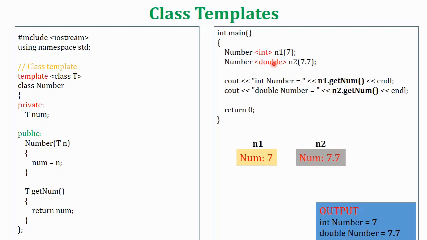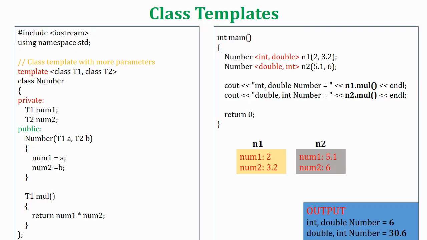So now n1.getNumber, automatically the function is invoked. Then it will return the result. So now we are using the n1 object, right? Automatically, what is inside the value? 7, that will be printed. Then n2.getNumber, then it will go to here, then it will return the number. So we are using the n2 object. So inside the n2 object, what is the variable value? 7.7, that will be printed here.